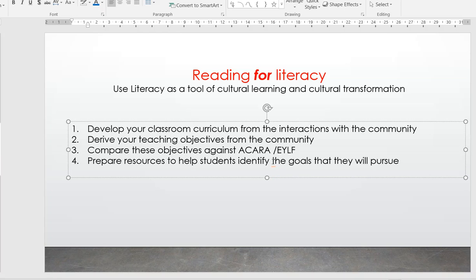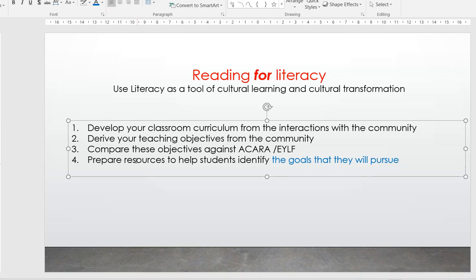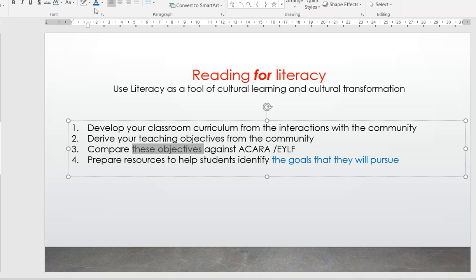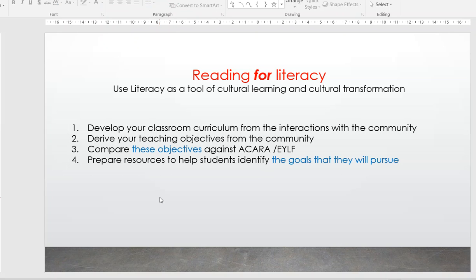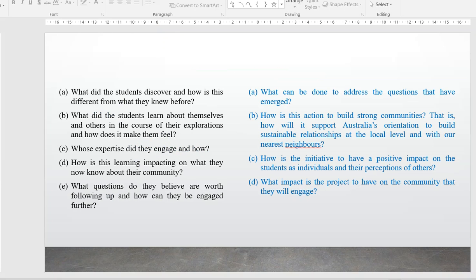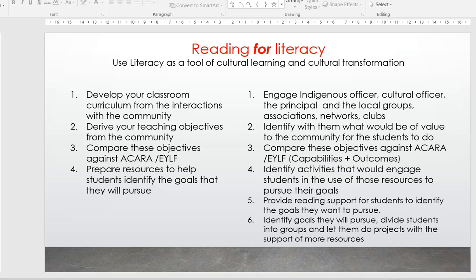There will obviously be an overlap between what they want to pursue and what you prepare here. There will be some form of overlap, otherwise the design would not work. So what does it mean? Sorry, wrong slide.